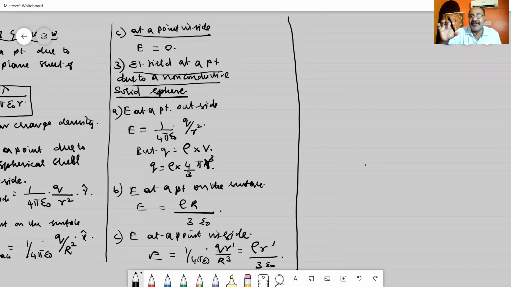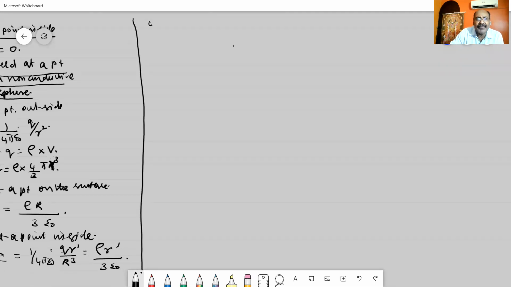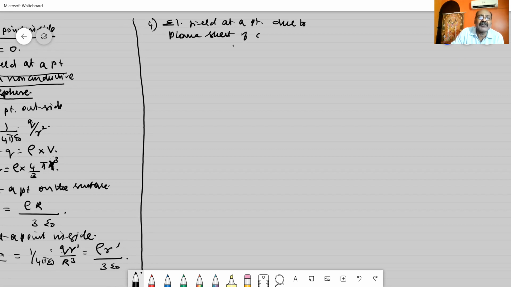What is the distance between the point considered inside the shell and the center? That distance is either R or R dash. What is the next application? The fourth one we have studied is electrical field at a point due to a plane sheet of charge. Due to a plane sheet of charge, the electrical field is equal to sigma divided by 2 epsilon 0.